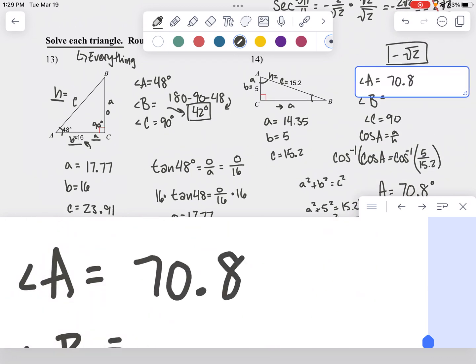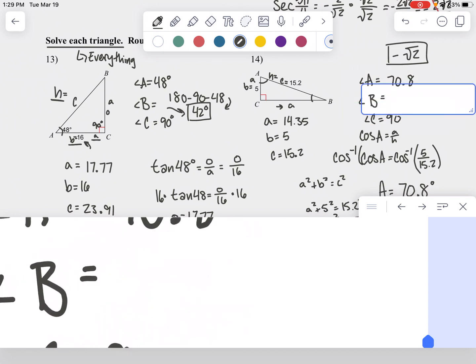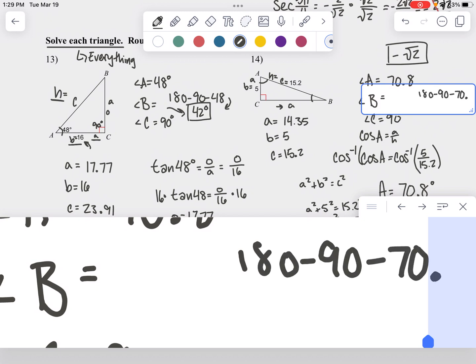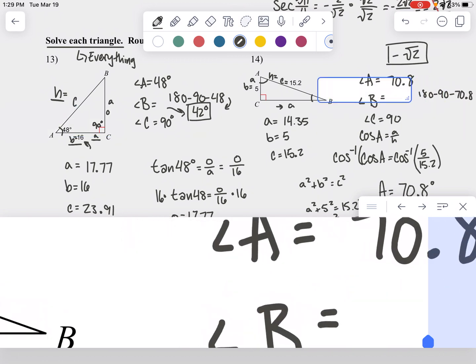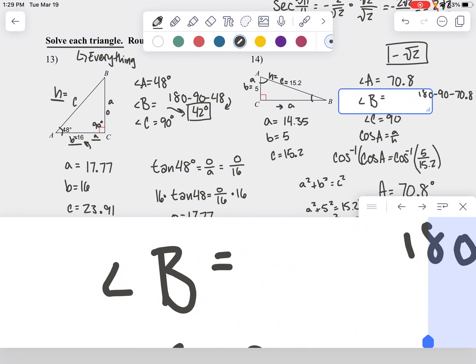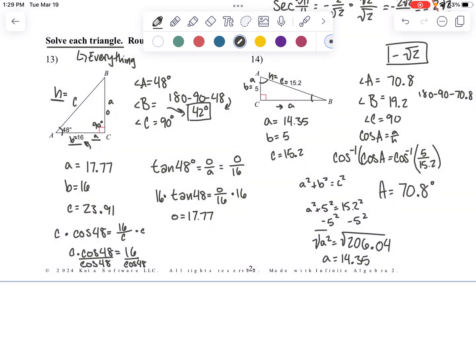I could use the same process to find angle B, or remember how we said all the angles of a triangle add up to 180? So 180 minus 90 minus 70.8 will give me my third angle. It's okay to do it that way for angles. The error that will be there, you would actually get the same number once you rounded your other one. So we get 19.2 when we simplify. Okay, and those are all the values that we were looking for.